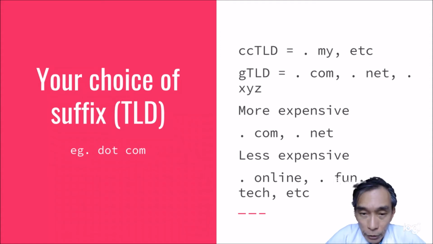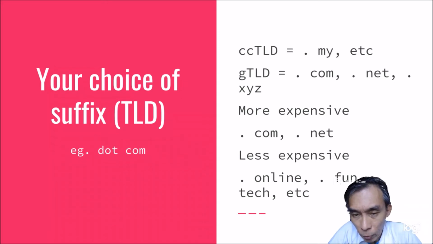But the generic, general ones are like .com, .net, .tech, even .asia, .fun. These are not tied to a country. These are called generic top level domains.